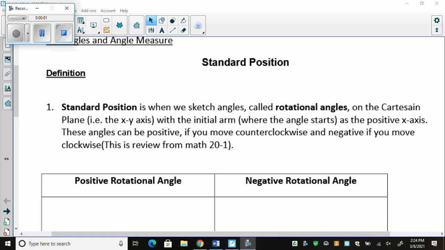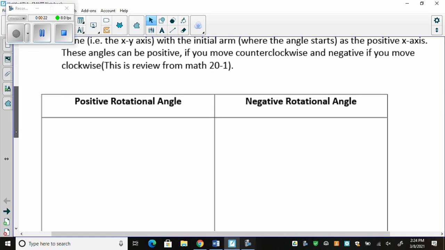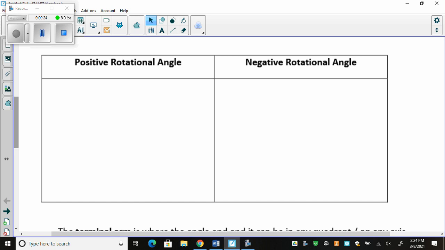Starting with 4.1, standard position. Standard position is when we sketch angles, called rotational angles, on the Cartesian plane, the XY axis, with the initial arm where the angle starts as the positive x-axis. These angles can be positive if you move counterclockwise and negative if you move clockwise. You mainly did positive in 20-1. So we're going to look at positive rotational angles.